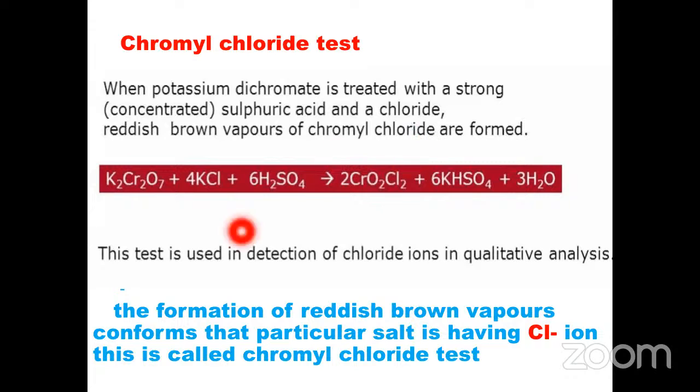This test is used in the detection of chloride ions in qualitative analysis. The formation of reddish brown vapors, called chromyl chloride, confirms that the particular salt has chloride ions. This is called the chromyl chloride test. Potassium dichromate is used for the detection of chloride ions in any given compound.